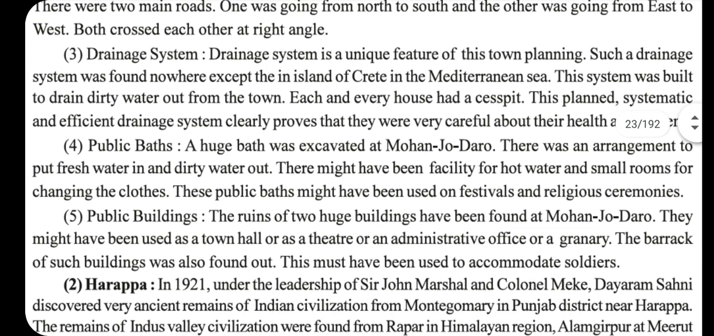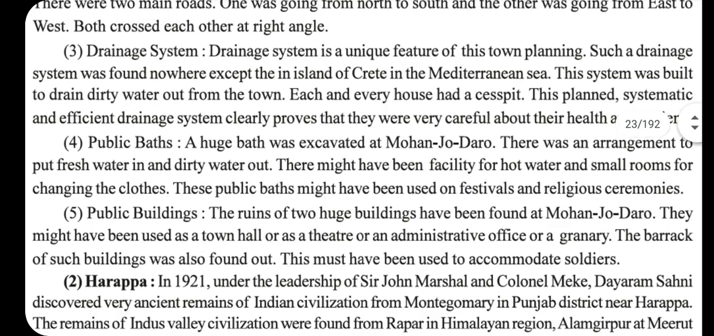The drainage system is a unique feature and it has been found nowhere except on the island of Crete in the Mediterranean Sea. This system was to drain the dirty water out of the town. Each and every house had a cesspit at that time. This means that the people were more concerned about their health and hygiene.